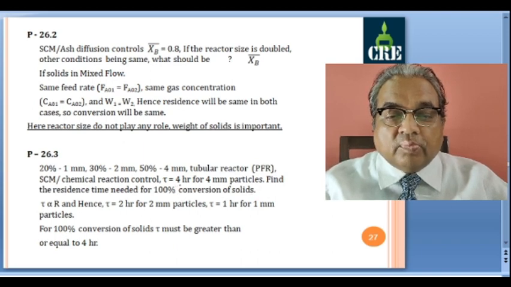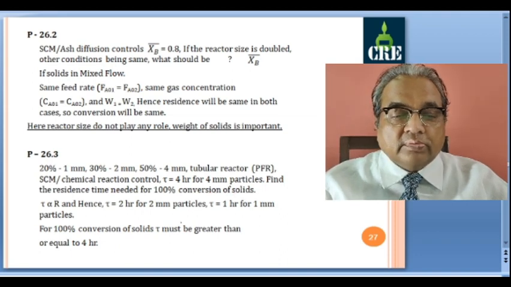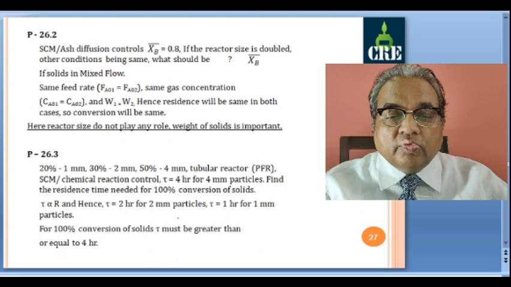The time required for complete conversion for 4 mm particles is 4 hours. With chemical reaction control, tau is proportional to R. So for 2 mm particles, tau will be 2 hours, and for 1 mm particles, tau will be 1 hour. Here we don't have to do any calculations. By simple logic we can answer the question asked in the problem.